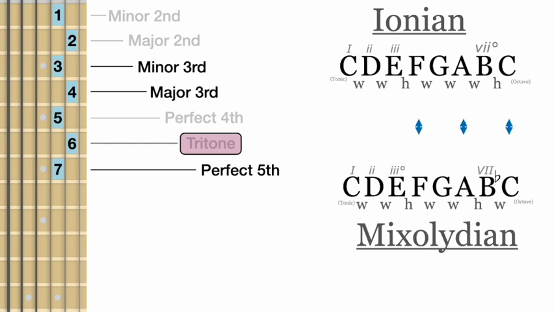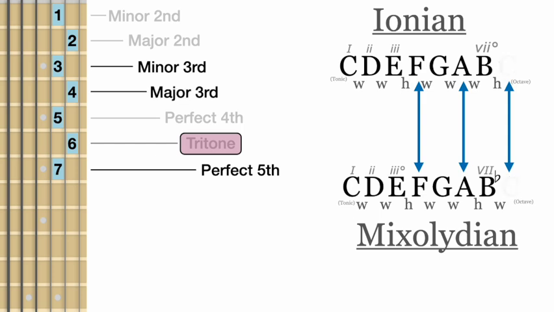In this case, it happens to be F. And here we have the B flat, which kind of fits in there, but let's find out what kind of impact it really has on us. So from F to A in both Ionian and Mixolydian is a whole step followed by a whole step, so it's a major 3rd.